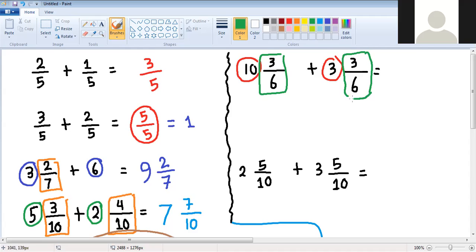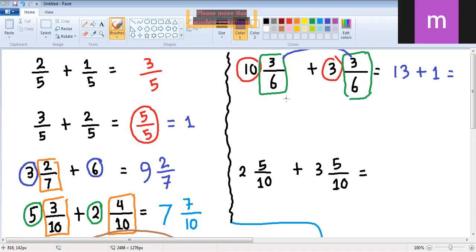First we add the whole numbers. 10 plus 3 is 13. And what about 3 sixths plus 3 sixths? It will be 6 sixths. Can we write 1 instead of 6 sixths? Yes. So just drop 1 here. Do we have any other thing to add? No. Okay, now what is 13 plus 1? 14. This is the answer.